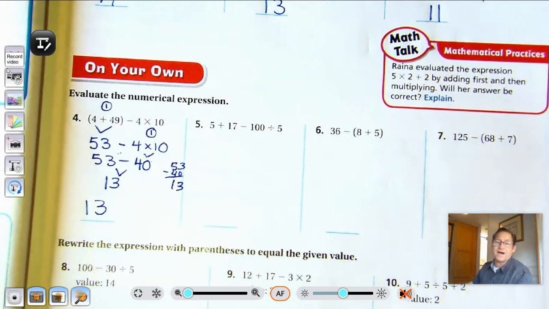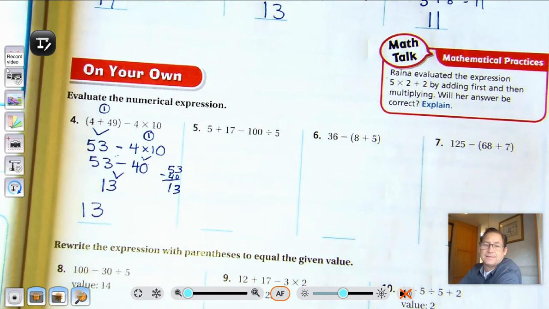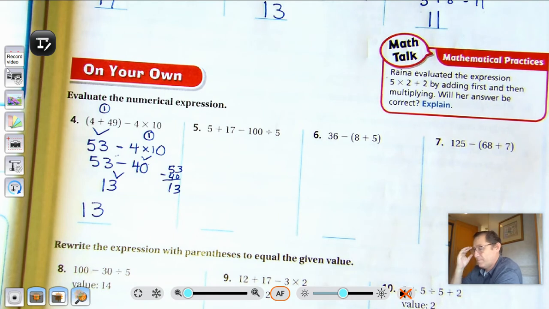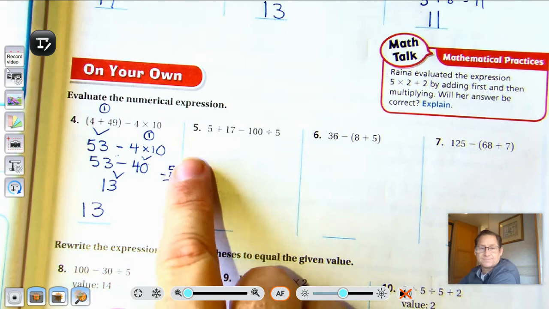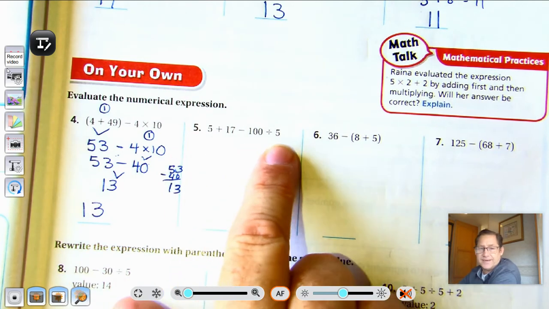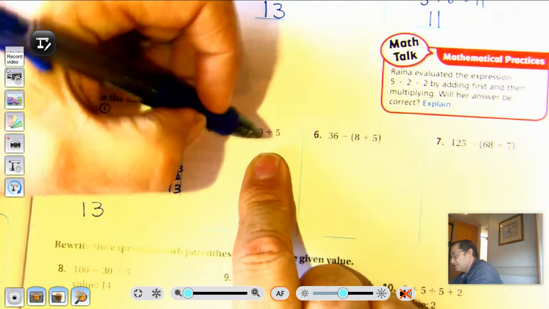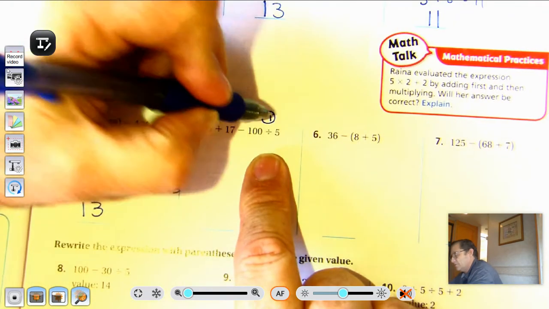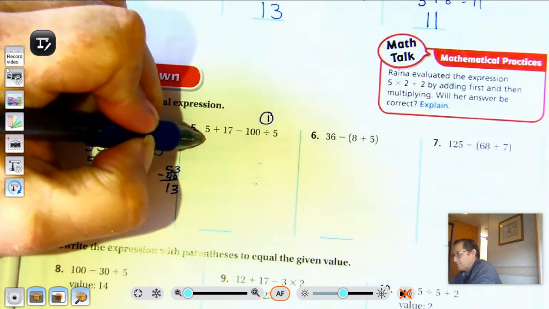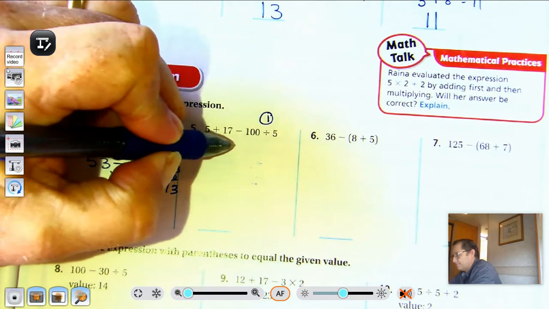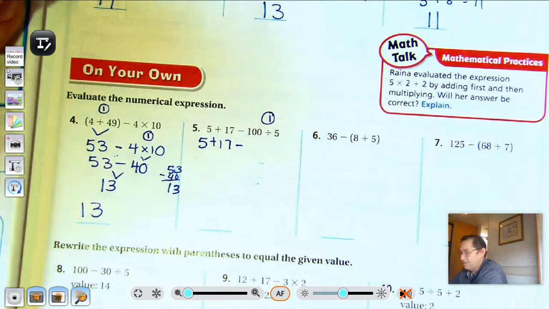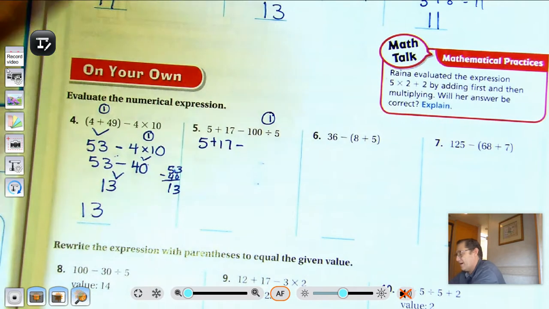Number 5. 5 plus 17 take away 100, divide by 5. So parentheses, I see none. Exponents, I don't see any. Multiplication or division. Okay, I do see a division sign, so I'm going to do that first. So let's rewrite everything else, and let's solve the division. What is 100 divided by 5?